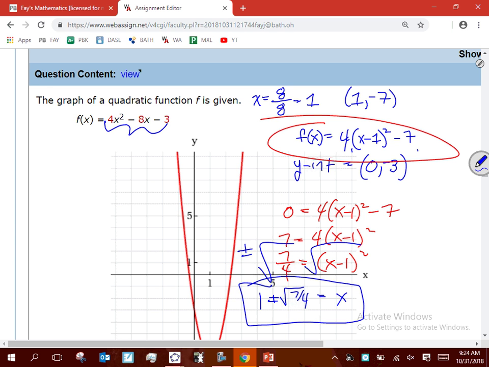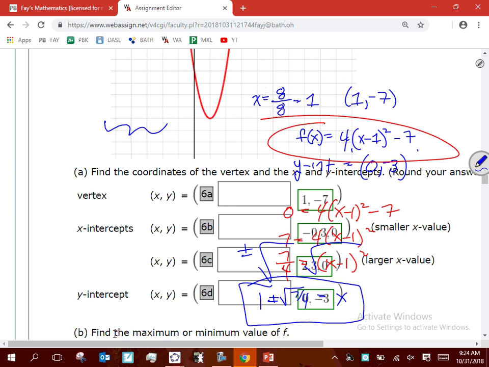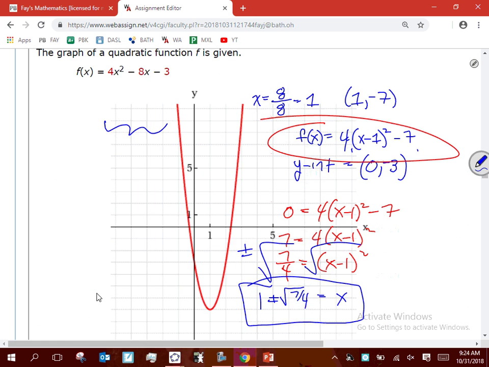But if you go back down to the directions, it told you to round it to a certain decimal. Round your answers to 1 decimal place. Yeah. So you would just type in 1 plus root 7/4 and round that, and 1 minus root 7/4 and round that. I don't like doing that rounding because it changes things. If I round, 2.3 is not 1 plus root 7/4.